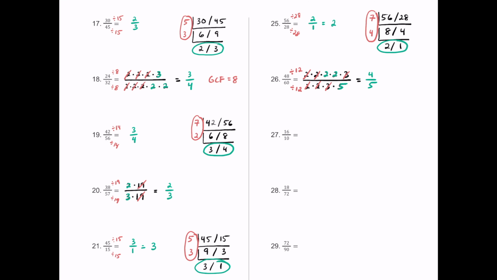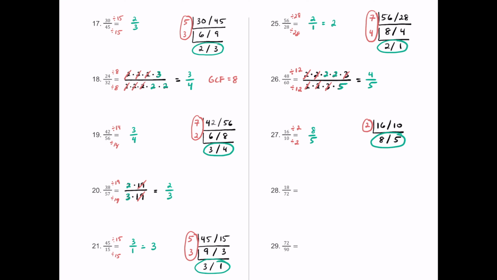For 27, we have 16 tenths. So let's use the ladder method, 16 tenths, side by side. What goes into both of these? The only thing I can think of is 2. 2 times 8 is going to be 16, and 2 times 5 is going to be 10. So looks like 2 is the only thing they have in common, so that's the GCF. And what are we left with at the bottom here? It's 8 and 5. So we can just write 8/5. So that one's a pretty short one.